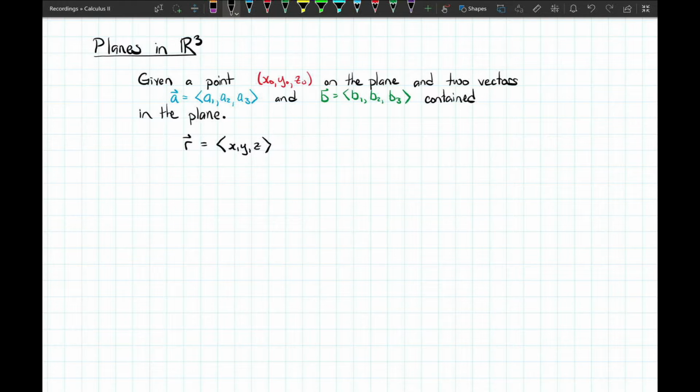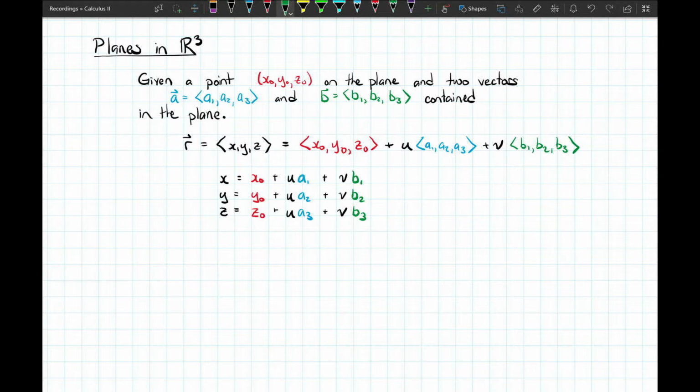So let's say r is the position vector of any point on that plane. Well, then that would simply be equal to the position vector x naught, y naught, z naught plus a linear combination of a and b. So why don't we use u and v as our scalar multiples of the vectors a and b? Well, that right away gives us a set of equations for x, y, and z.